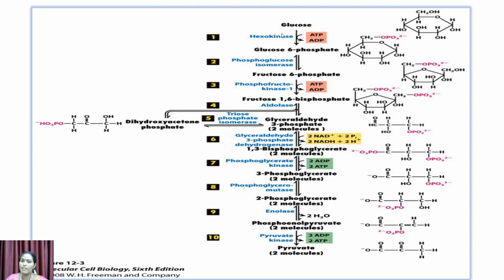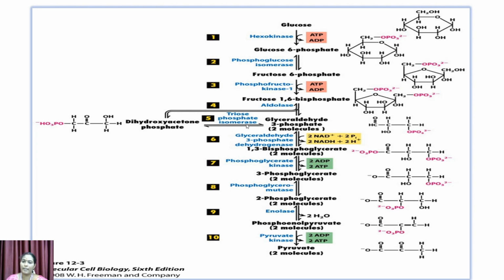First step, glucose is converted into glucose 6-phosphate with the help of the enzyme hexokinase. In this step, ATP is converted into ADP. ATP, adenosine triphosphate, becomes adenosine diphosphate. Next, step 2, glucose 6-phosphate is converted into fructose 6-phosphate with the enzyme phosphoglucoisomerase. Next, fructose 6-phosphate is converted into fructose 1,6-bisphosphate with the help of the enzyme phosphofructokinase. ATP is converted into ADP.